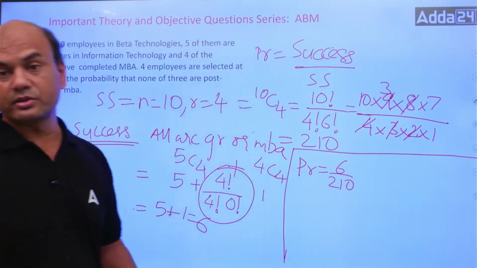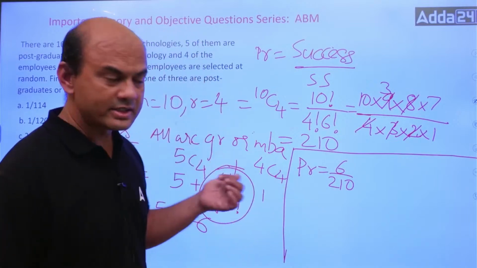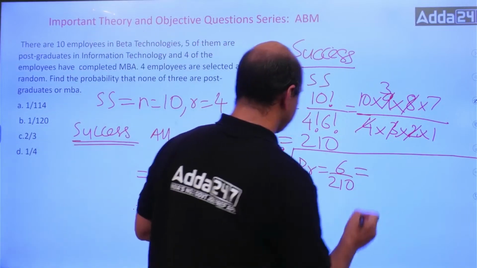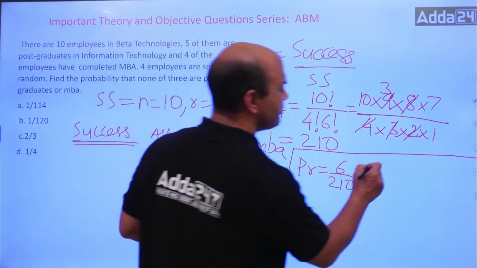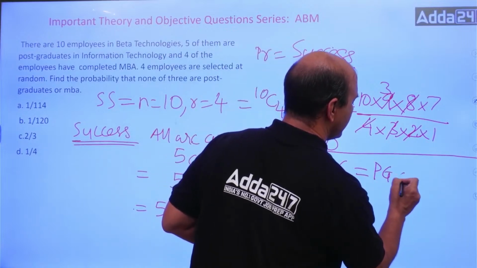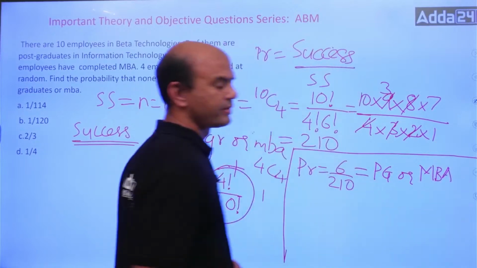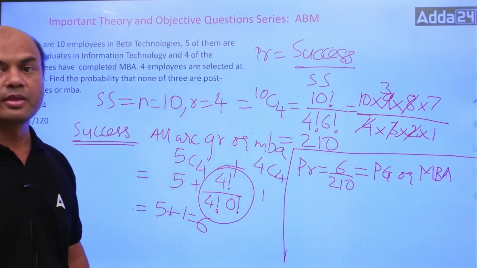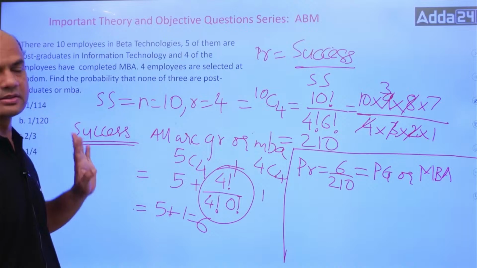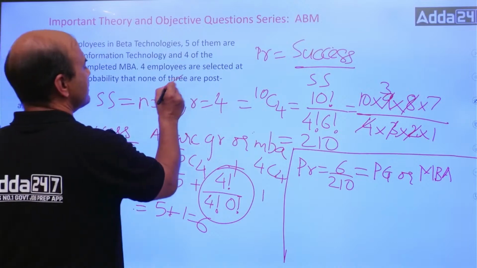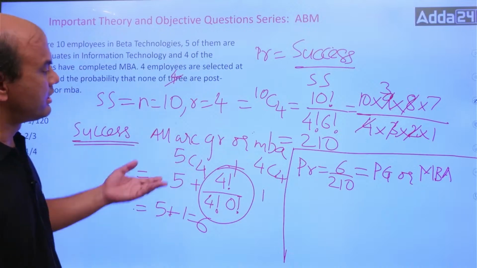But this probability is not the one which you require. You don't require this. What is this? They are either graduates, PGs or MBA. This is the probability which you have got right now. But do you want this? You want the reverse one. You want neither of them. None of these 4 are PG or MBA.